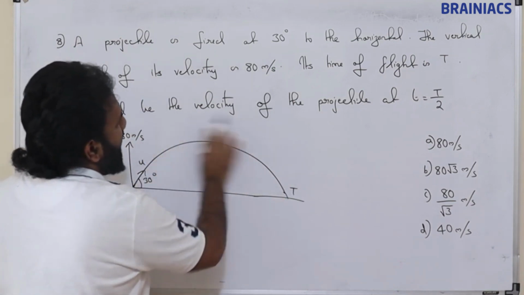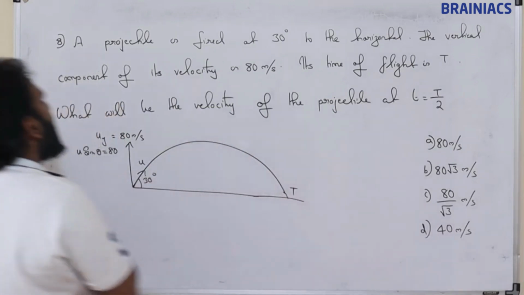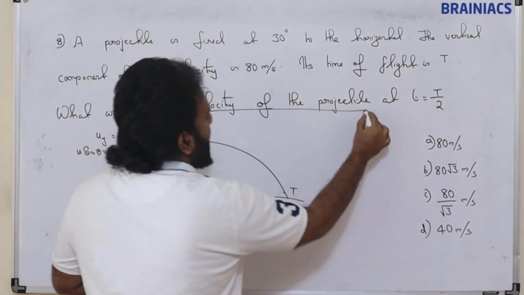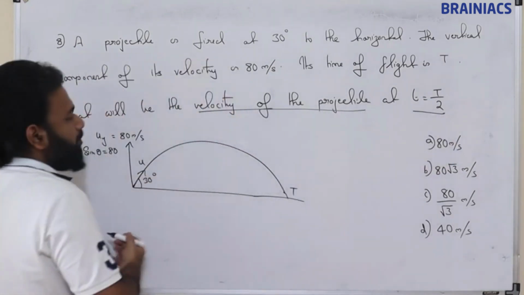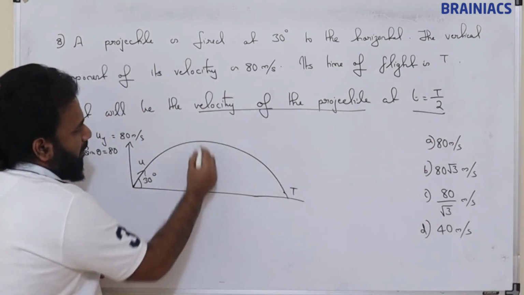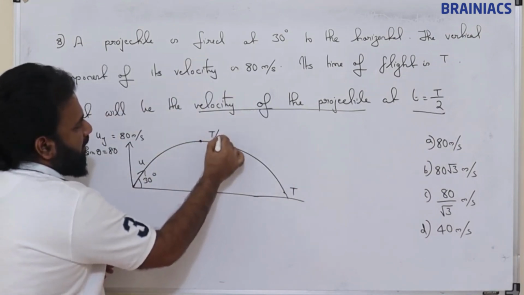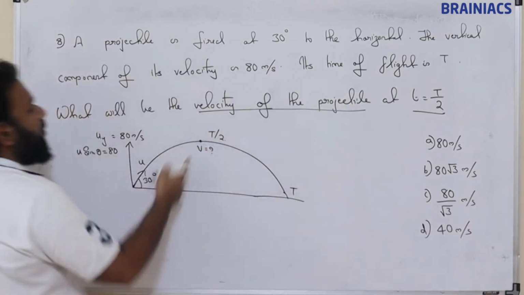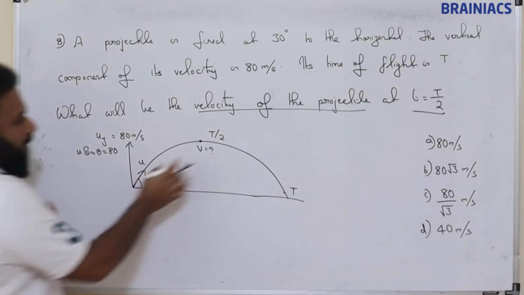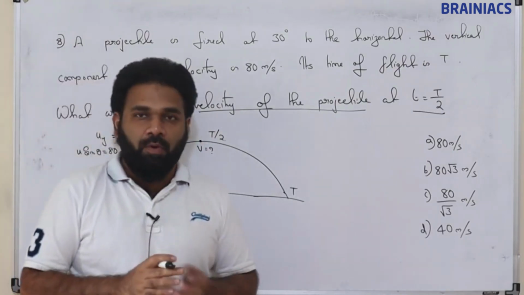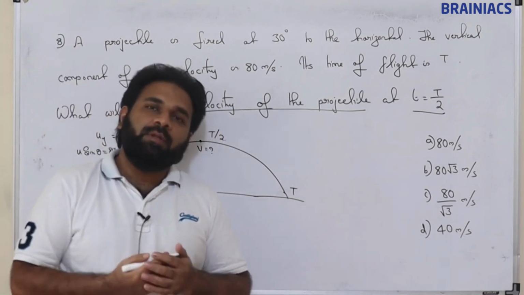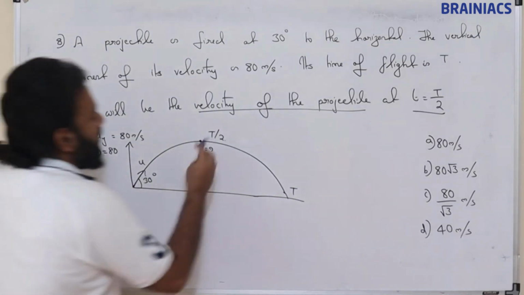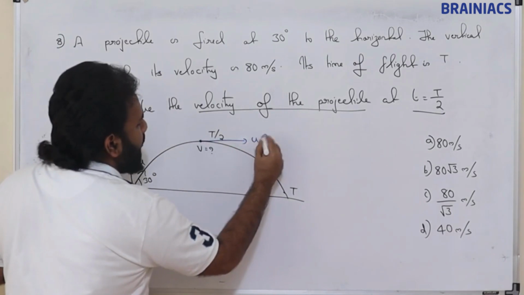Its time of flight is capital T, that is the particle is in air for a time duration of capital T. What will be the velocity of the projectile at t is equal to T by 2? If this is the total time, this instant is T by 2. So what is the velocity at a time t is equal to T by 2? This is what they are asking. That is velocity at the highest point. Indirectly, that is what they are asking. Simple question. Velocity at the maximum height.